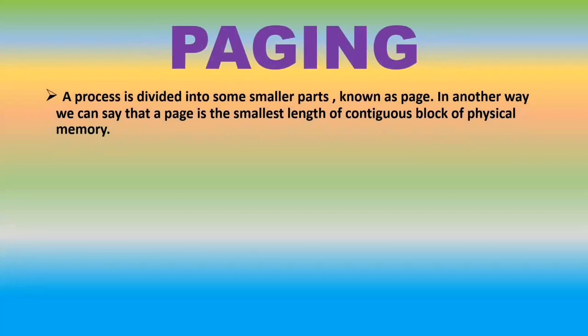The technique for resolving this problem is paging. A process is divided into smaller parts known as pages, and a page is the smallest length of contiguous block of physical memory. This is a very important point and we will discuss it later. I will just give an example; I think it will make it easier to understand what paging is.